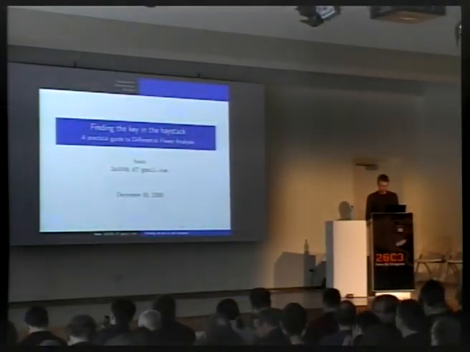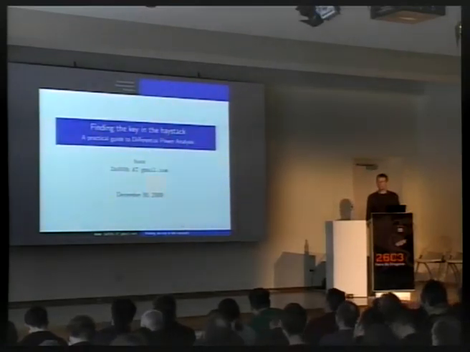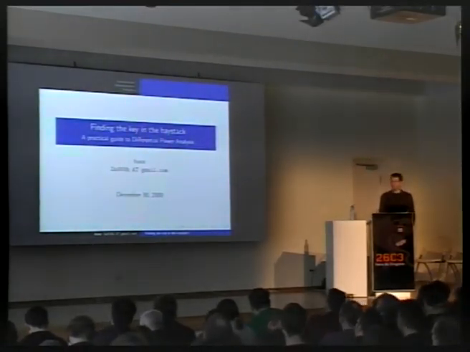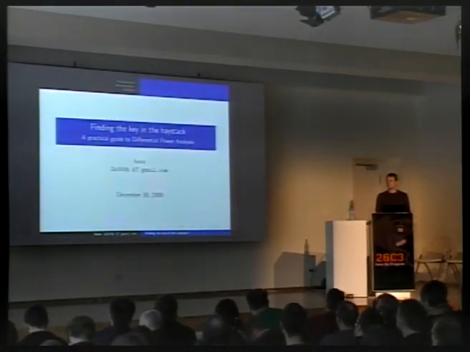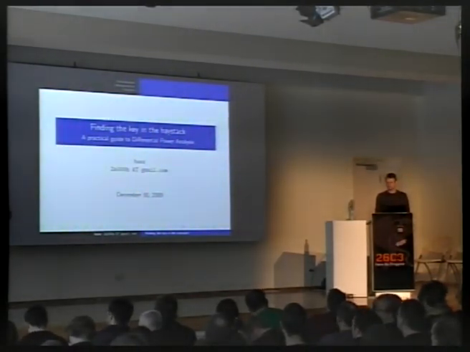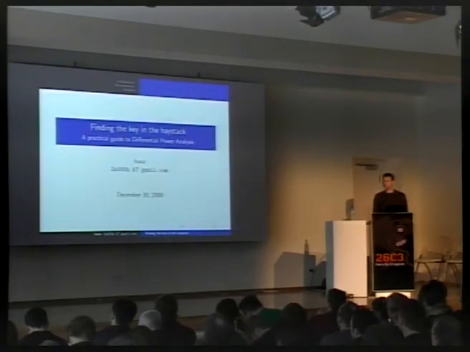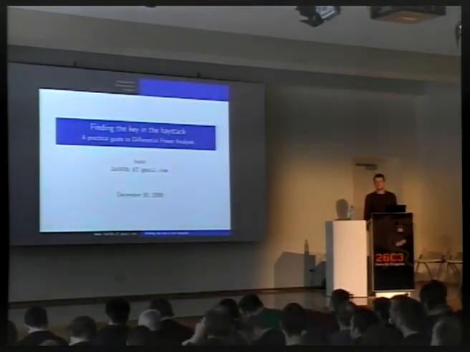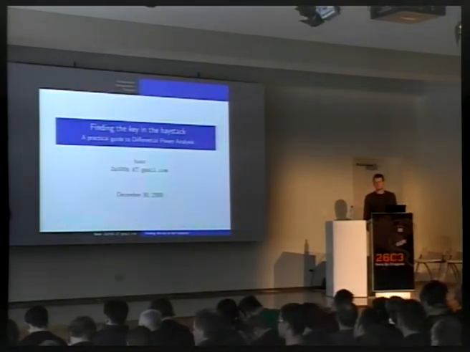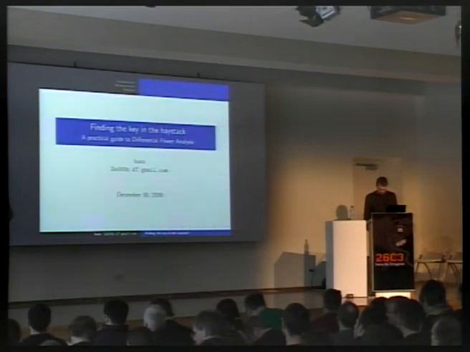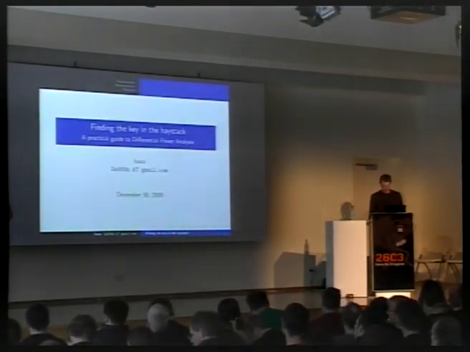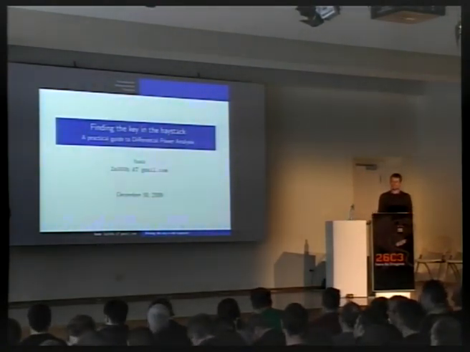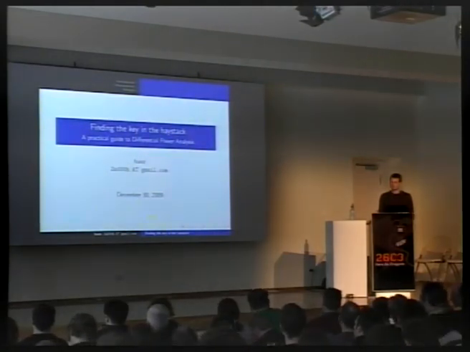Please all welcome Hunts. He's giving a talk on finding the key in the haystack, a practical guide to differential power analysis. He will be discussing the fact that most consumer products with microcontrollers do not do a very good job of shielding the power emissions, and therefore you can figure out what kind of data it's processing by differential power analysis. He plans to discuss the basics of it and then go into a little more detail about how you can mount such an attack on consumer products with these kinds of common microcontrollers. So please give Hunts a round of applause. Thank you.